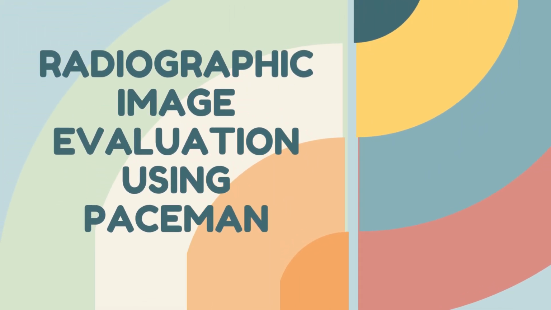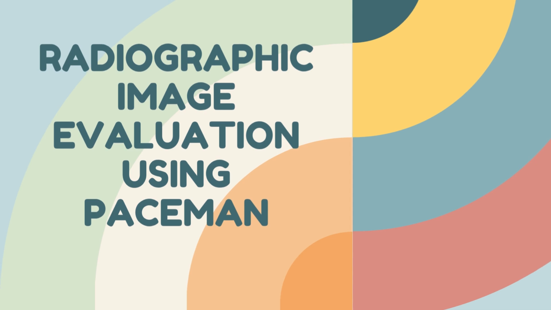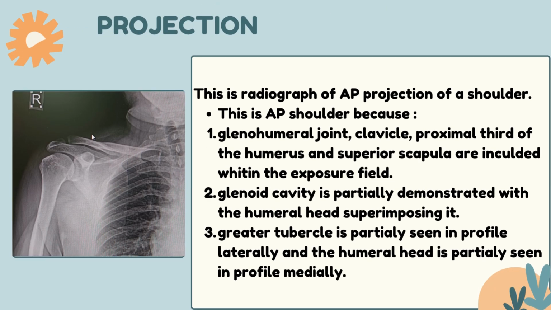Next, we will go to the topic about radiographic image evaluation using PACEMAN. We will evaluate the radiograph of AP shoulder using the PACEMAN method. This is a radiograph of AP projection of a shoulder. This is AP shoulder because glenohumeral joint, clavicle, proximal third of the humerus and superior scapula are included within the exposure field.